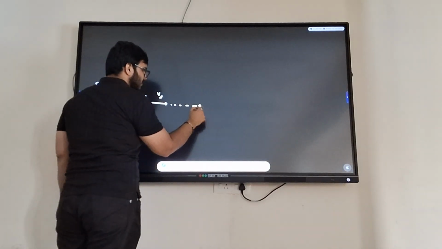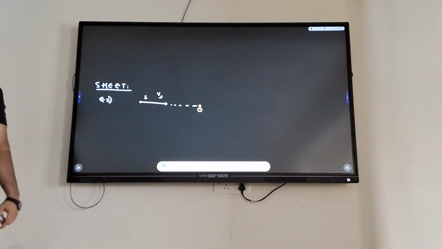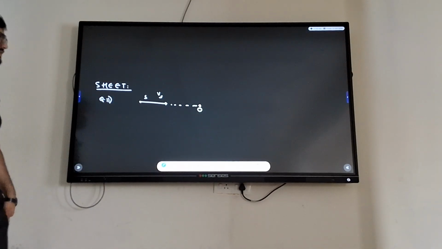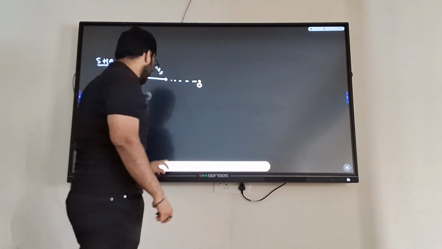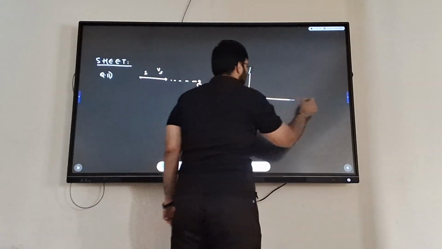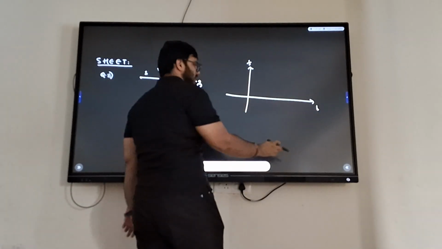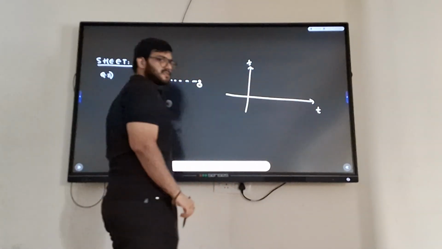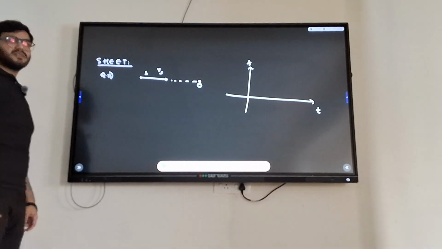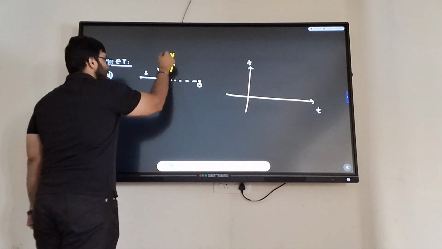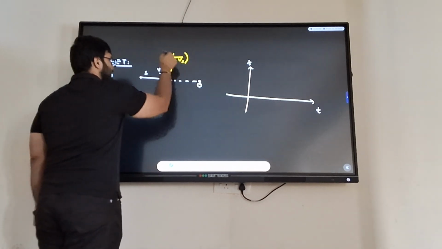The question was something like: you have a source which is moving with Vs in a line joining the source and observer, and now you have to plot the frequency heard by the observer versus time graph. So how will the plot look? It's very simple. As the source is going towards the observer, what is the frequency heard? In this case, that will be V by V minus Vs into F, no?